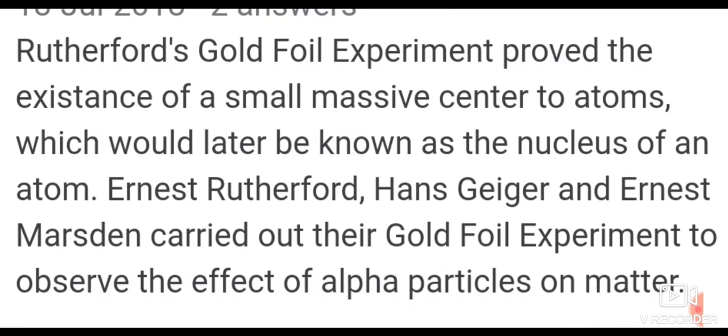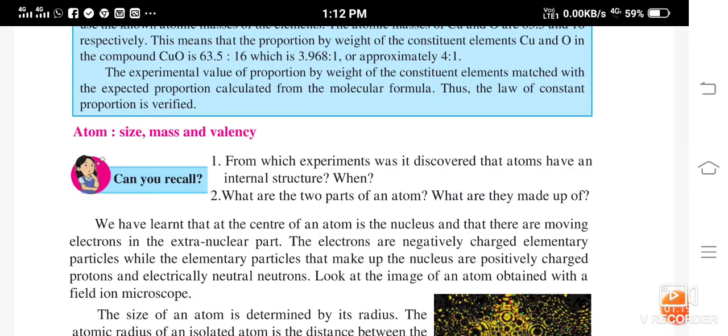Now this experiment proved the existence of a small massive center, and later on it came to be known as the nucleus. Ernest Rutherford, Hans Geiger, and Ernest Marsden carried out their gold foil experiment to observe the effect of alpha particles on matter. What are the two parts of an atom and what are they made up of?